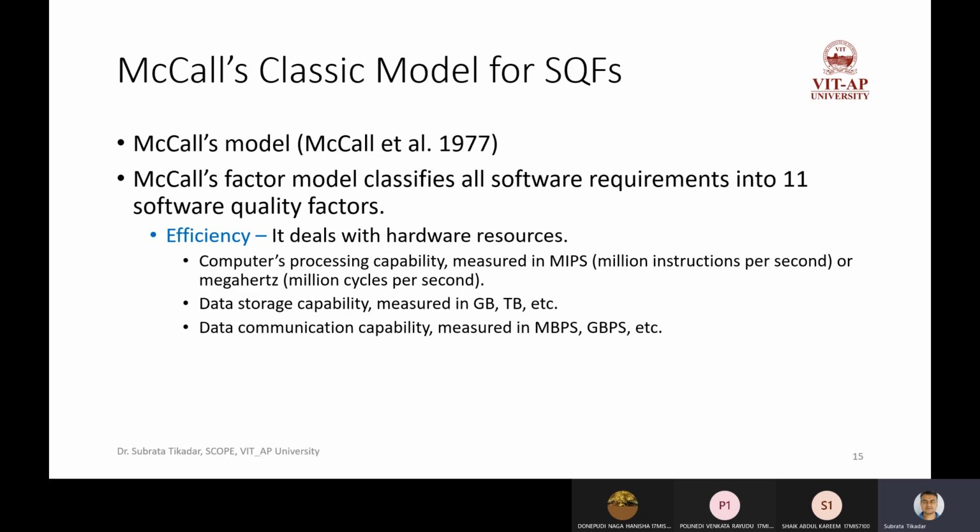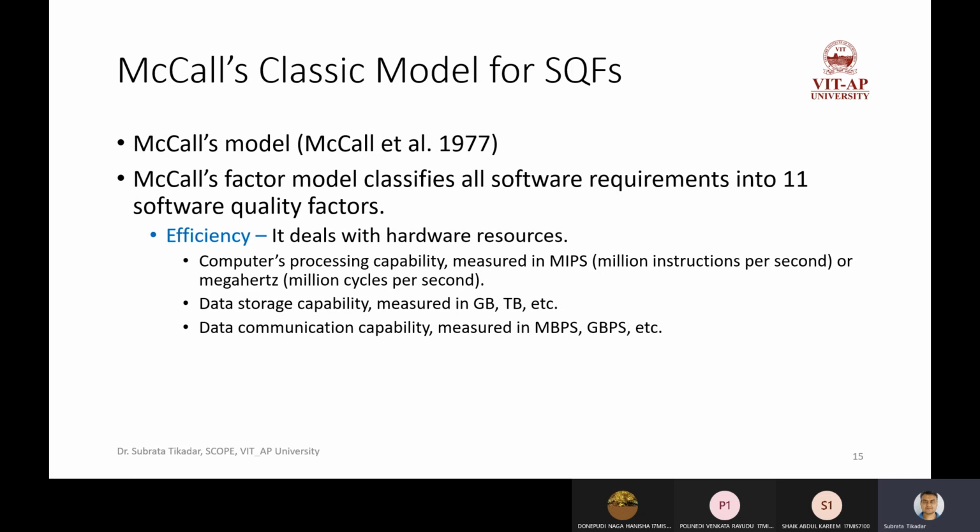Then efficiency. So efficiency deals with the hardware resources: computer processing capability, which is generally measured in million instructions per second or million cycles per second, which is commonly known as megahertz, and data storage capability, which is generally measured in GB, TB, etc., and data communication capability, which is generally measured in Mbps, Gbps connection, etc.